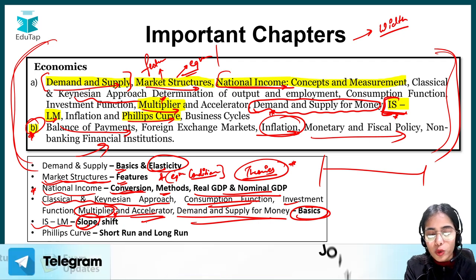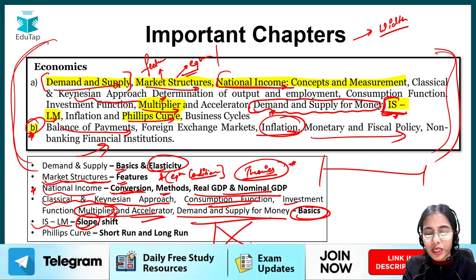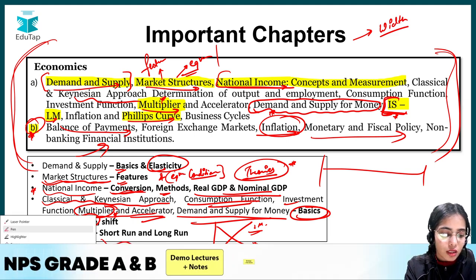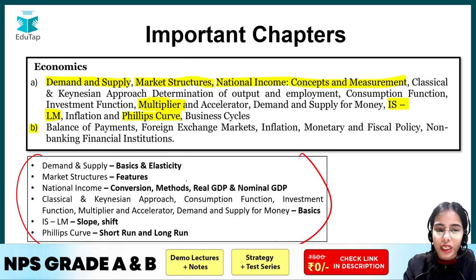So focus on the slope, shift and the interaction between the IS and LM curve. Okay, so IS-LM is a little important. Then the Phillips curve, short run Phillips curve, long run Phillips curve. Okay, so these are the areas that you have to focus on in these chapters that I have told you.